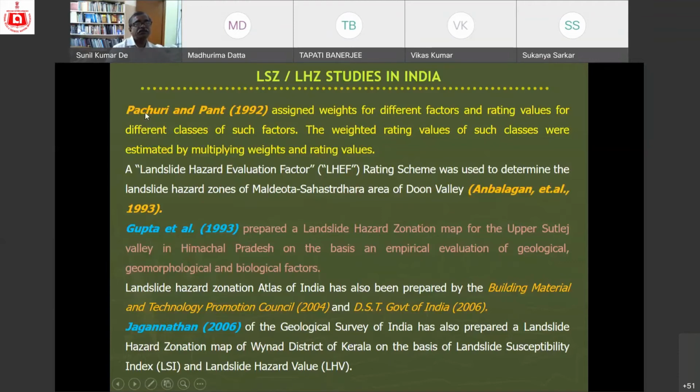And this is A.K. Pachauri. He was the supervisor, Ashok Pachauri. After that, many people came: Ambalagan in DST, you know, Harsh Gupta, you know, Jagannathan, you know. Many people have come forward on the basis of this formula. Some of them have modified it, some of them have proposed something new.